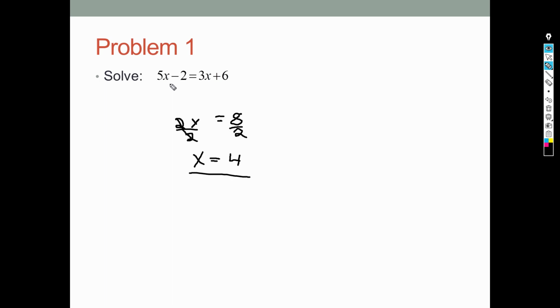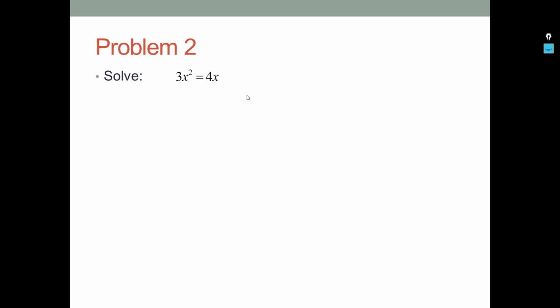And you can check your answer here by just plugging in 4 here. 4 times 5 is 20, minus 2 is 18. 4 times 3 is 12, and 6 is 18. We get the same thing. So that checks. Okay. So again, as usual, you can pause the video and try to solve it on your own, and then come back to the video and see if you got the answer right.